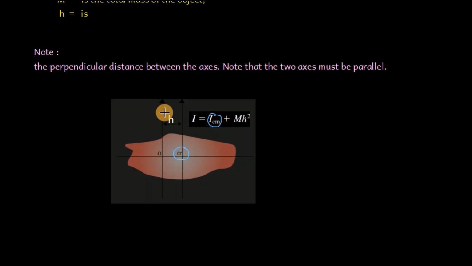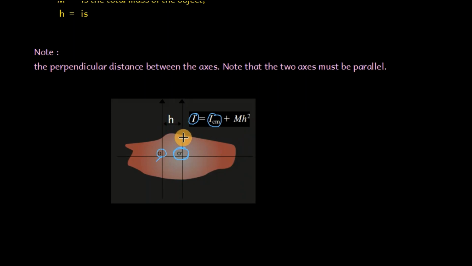If we draw another parallel line, this one, and this parallel line passes through any point O, and we are interested to find out the rotational inertia of this object about this point O, so the rotational inertia of this object about this point O is I, and rotational inertia of this object about this O dash, which is at the center of mass, is ICM, plus m, the total mass of this object, and h, the perpendicular distance between these two parallel axes.